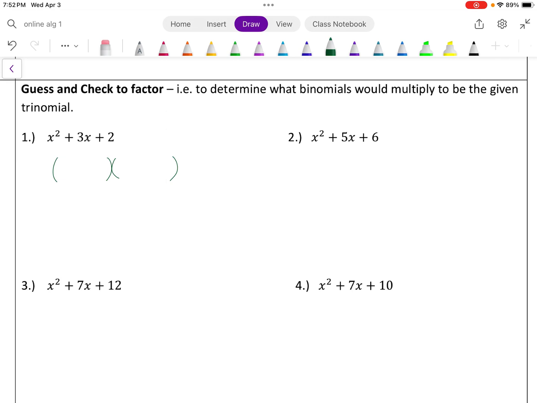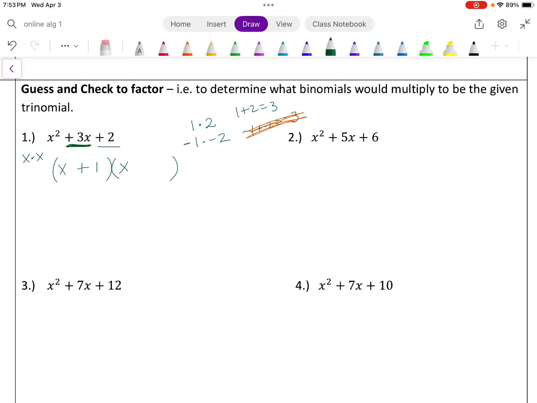Well, again, x squared, the only way we can multiply to be x squared is if we have x times x. That's easy enough. Now we just have to think about our plus 2. The only things that multiply to be 2 is 1 times 2, or you could do negative 1 times negative 2. But if I think about adding these, 1 plus 2 is a positive 3, negative 1 and negative 2 is a negative 3, and looking at my b value, I want it to be a positive 3. So it has to be this first option, a positive 1 and a positive 2.